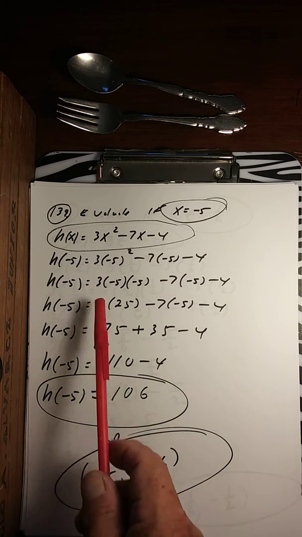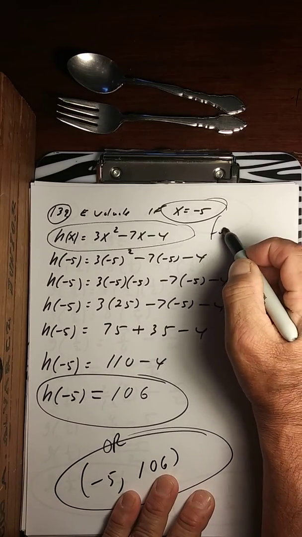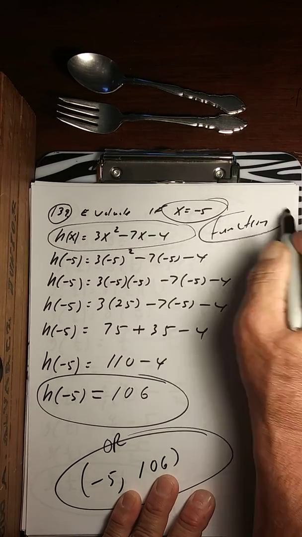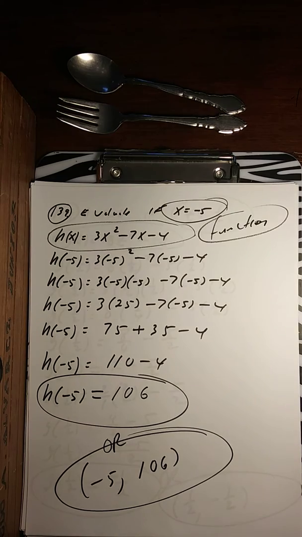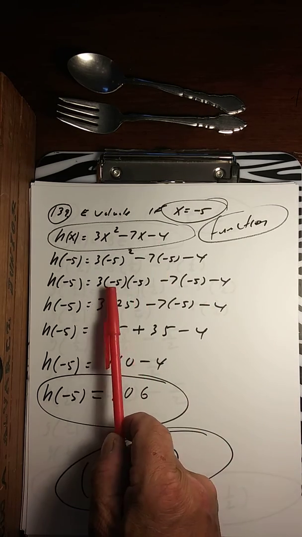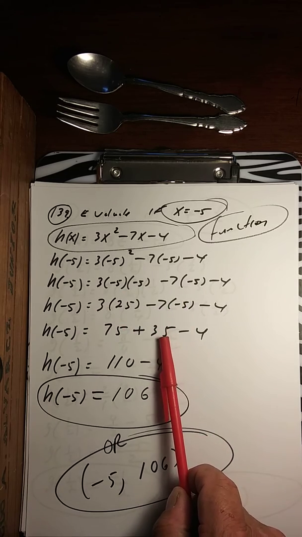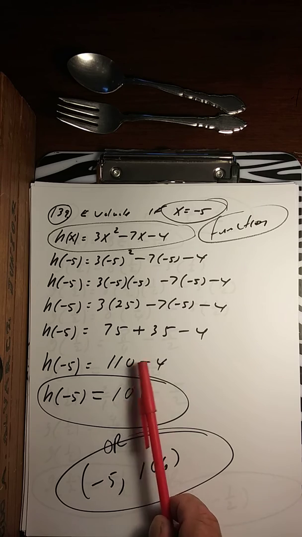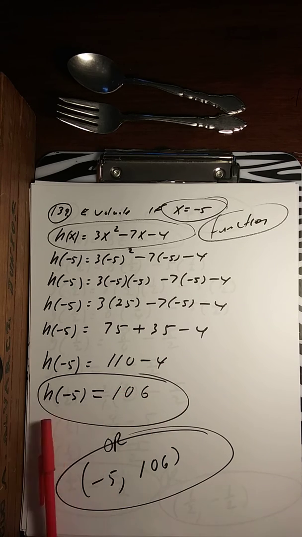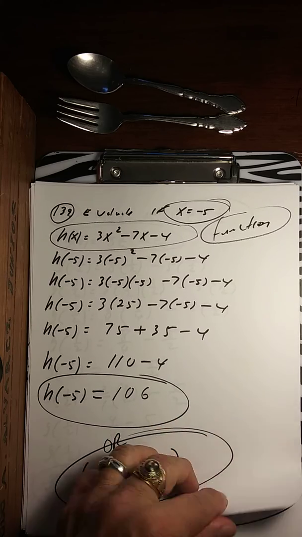This is the function, okay? So how do you do this function? Put the number in there. Negative 5, so negative 5 times negative 5 is 25, times that is 375, that times that is positive 35. So this is 110 minus 4, or 106. So at negative 5, you get the answer 106. That's the point if you draw it on the graph.